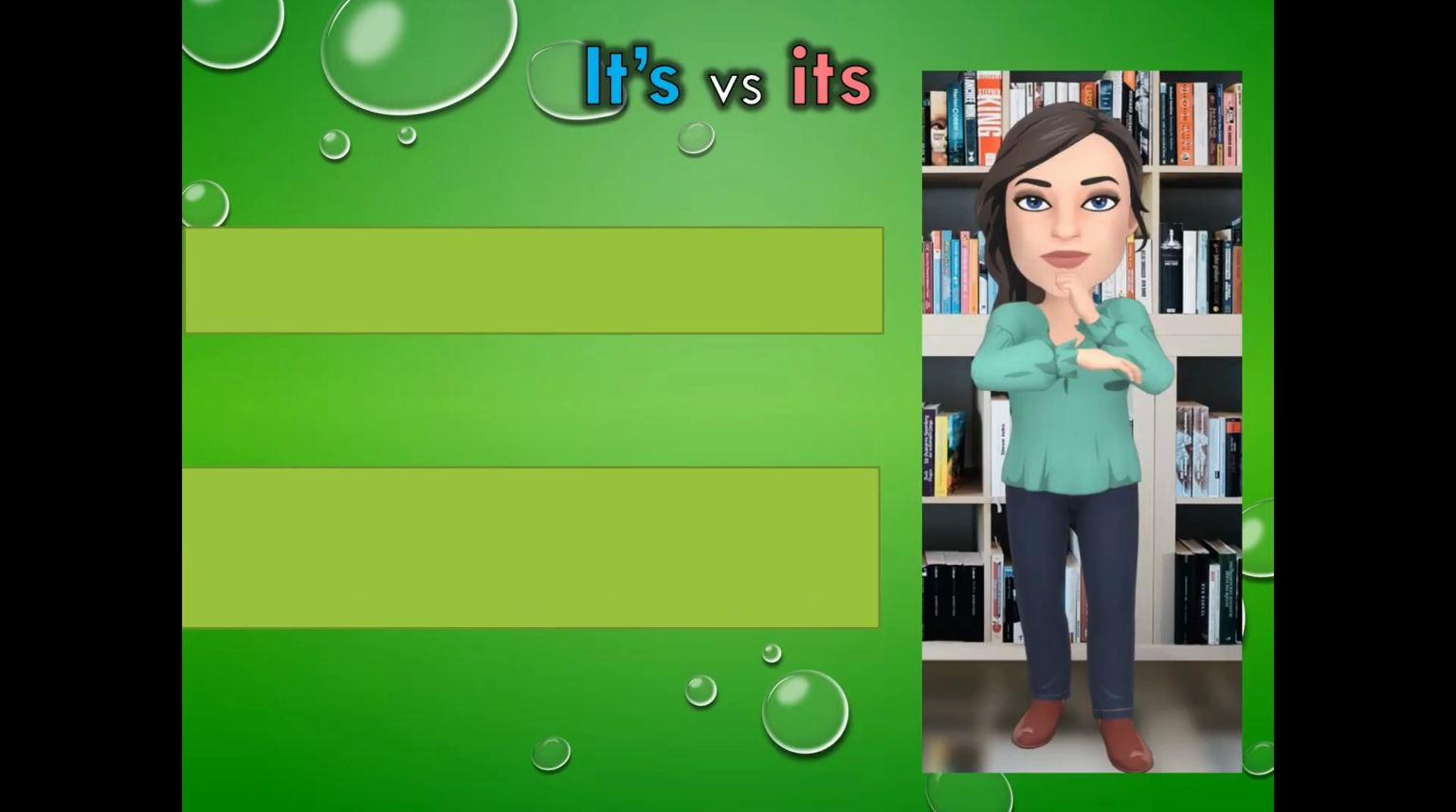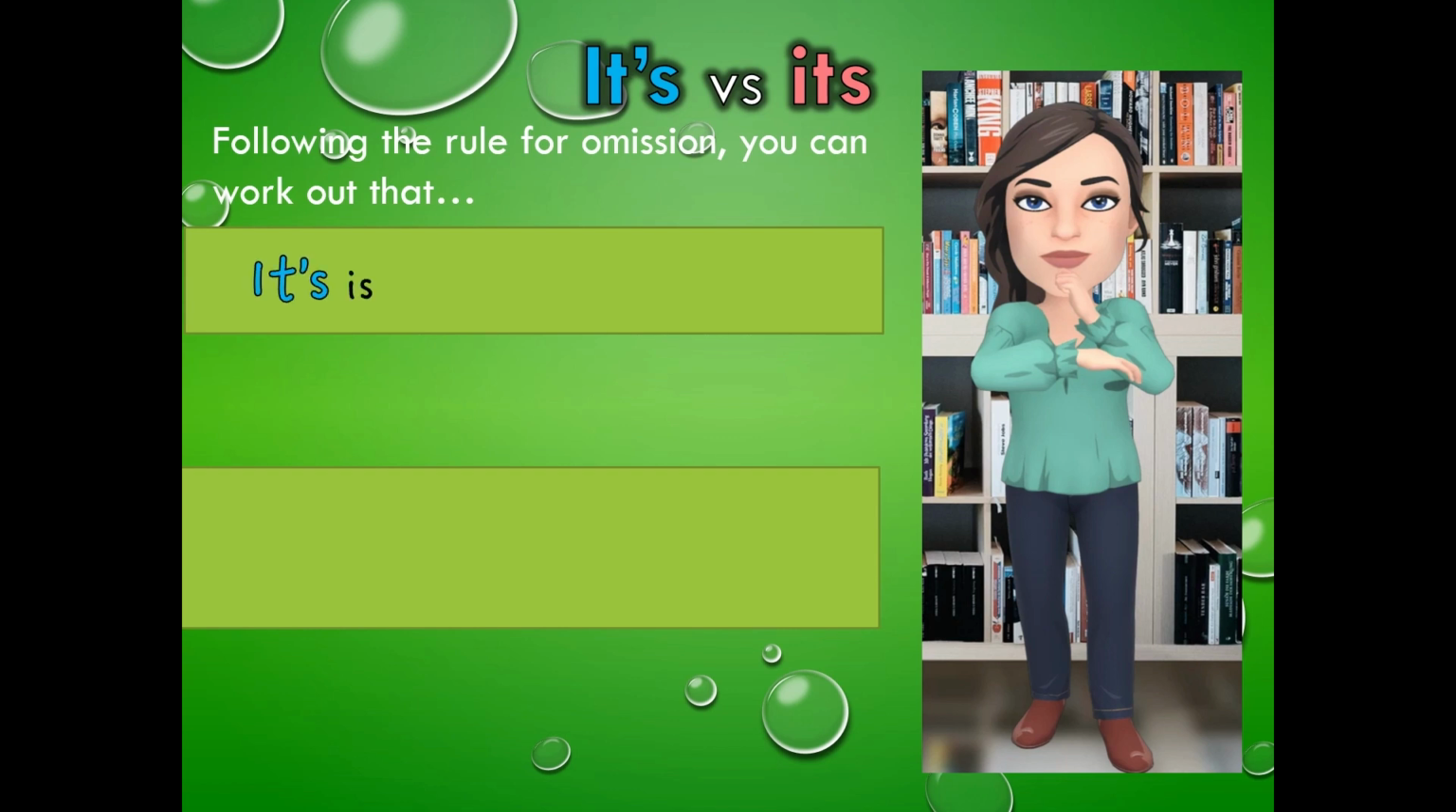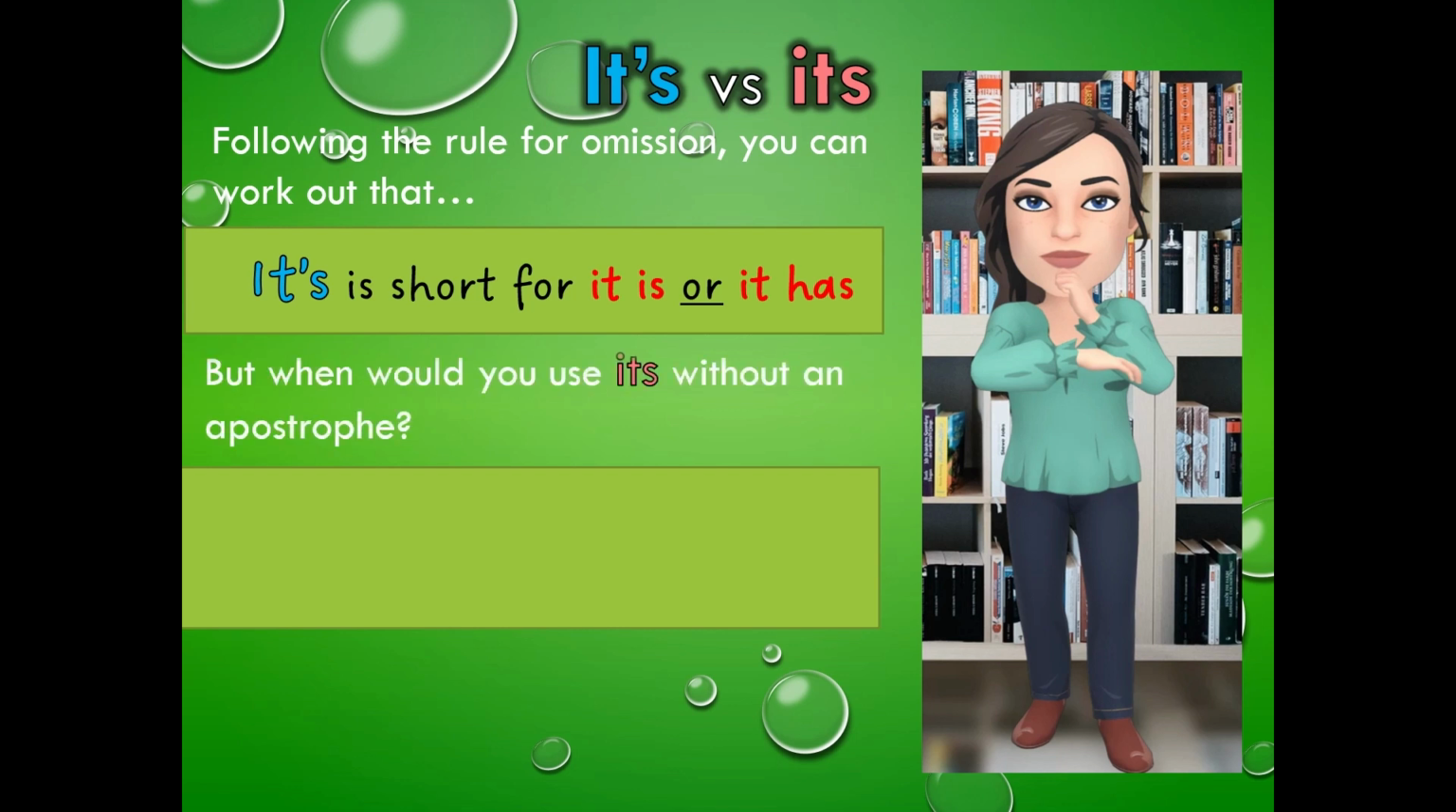Finally, it's versus its. It apostrophe S versus its without an apostrophe. Again, following the rule for omission, you can work out that it apostrophe S is short for it is or it has. But when wouldn't we use an apostrophe in it? Can you think of an occasion? To test yourself, pause this video here and see if you can work this out before I reveal the answer.